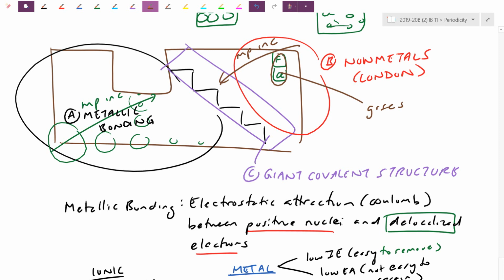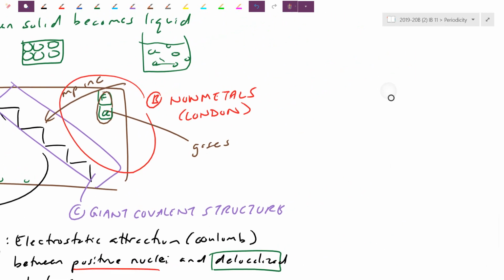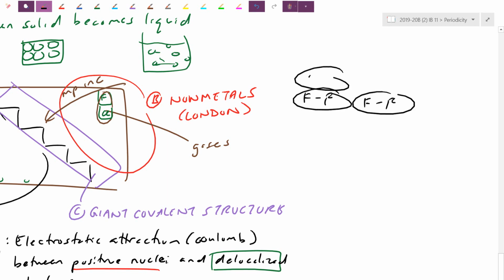The reason for that is when we look at London forces in a little bit more detail. Let's say I have a sample of solid fluorine. Really weird, because fluorine, I would imagine, is going to be a gas already. But if you can cool it down and get liquid fluorine and then cool it down more, I can get a solid chunk of fluorine. I know fluorine is diatomic. I know fluorine is an F2 molecule.